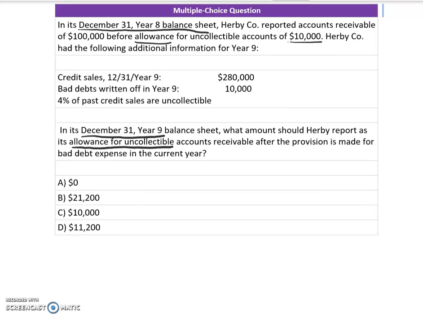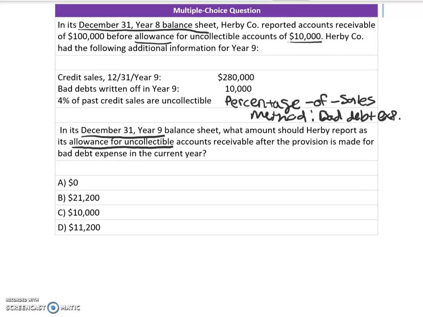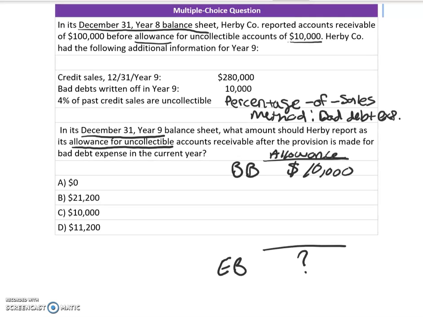That's telling us that our bad debt expense for the current year is 4% of our credit sales. This is also going to be known as our percentage of sales method, and that is going to be used for calculating our current year bad debt expense. So our beginning balance is $10,000, and we want to know our ending balance at the end of year 9.